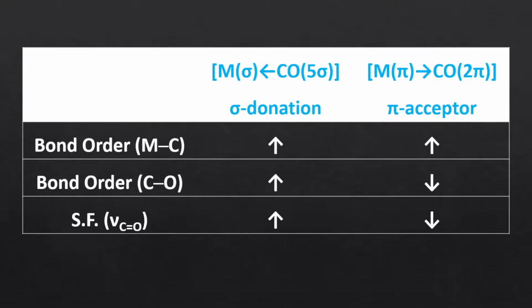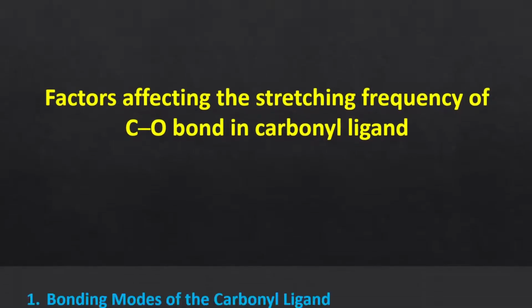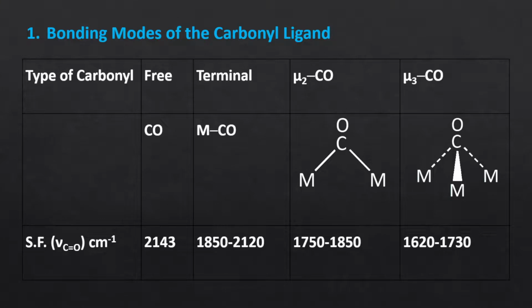Let us discuss the factors affecting the stretching frequency of carbon-oxygen bond in the carbonyl ligand. The first one is the bonding mode of carbonyl ligand. The stretching frequency of carbon monoxide molecule consisting of a triple bond is around 2143 cm inverse in the gaseous state. The stretching frequency of terminal carbonyl lies between 1850 and 2120 cm inverse. The stretching frequency of the mu2 carbonyl, having two metals directly bonded with a single carbonyl, lies between 1750-1850 cm inverse.